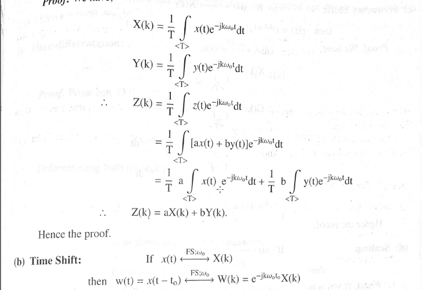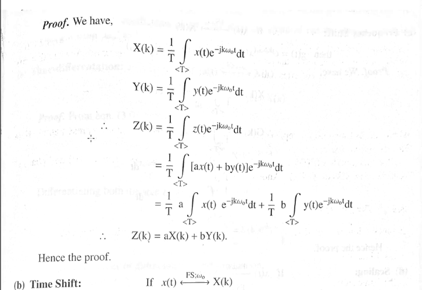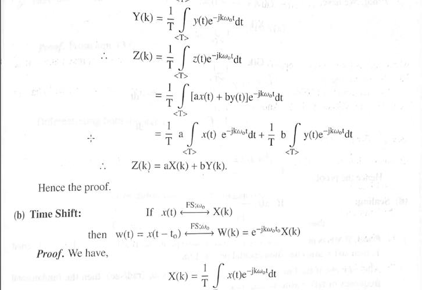So these components are multiplied individually, and integration is applied to individual terms, so we get these terms. And when we compare this term with the first one, it is nothing but x of k, except for this a; everything we need to represent x of k is present, and y of k also. So z of k is equal to a x of k plus b y of k. The properties are important because at least two of them will be asked in all exams. So I hope linearity is understood.